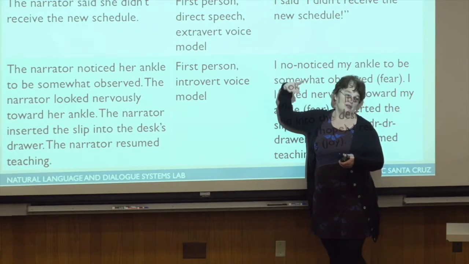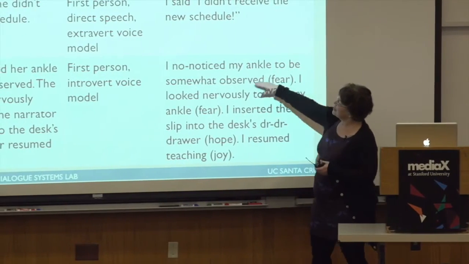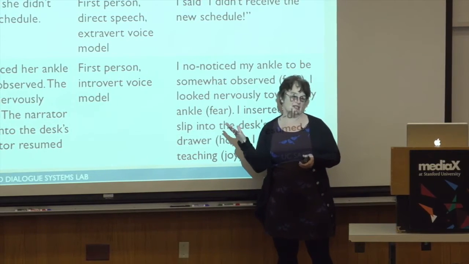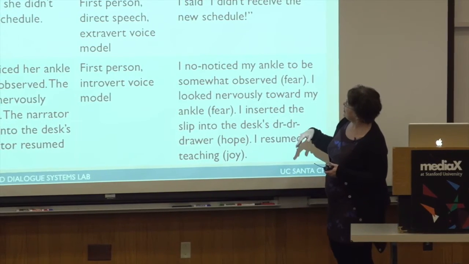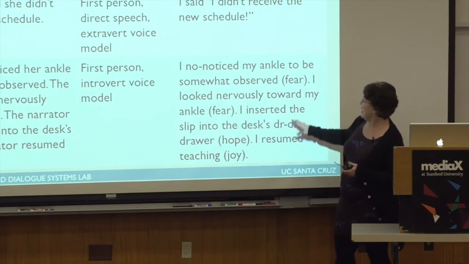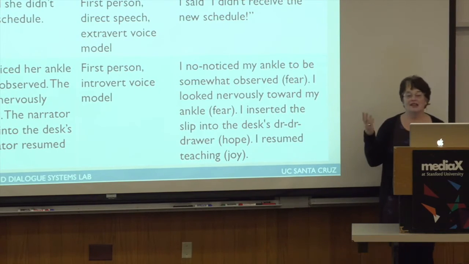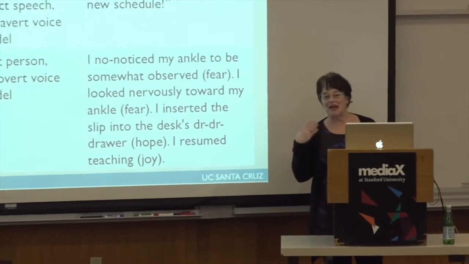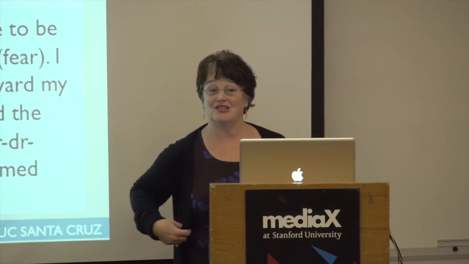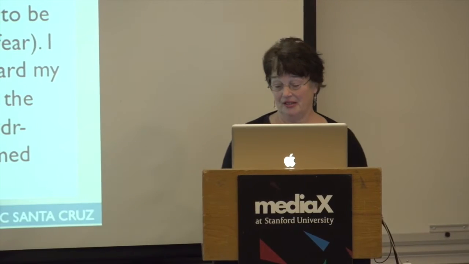So that's this story, and we can, again, do the first person, but we could use an introverted voice model with the first person instead of the extroverted one. And some of the things that get introduced with this introverted voice model are some kinds of hesitations in the speech and some hedging, like this is somewhat observed, and this kind of thing. And I resumed teaching. So, you know, it's not perfect. Our automatic generation mechanisms aren't perfect, but we can generate thousands and thousands of variations of any particular sentence in any particular story.